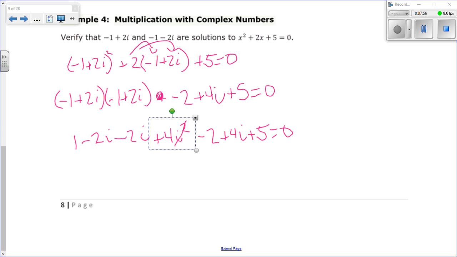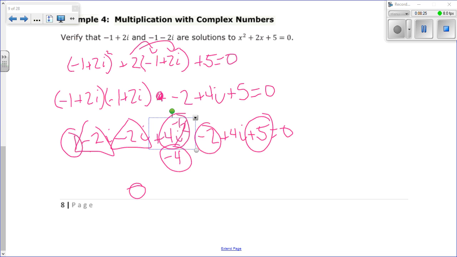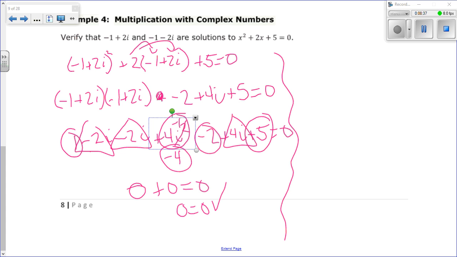So i squared becomes a negative 1. So this whole term becomes negative 4. So if I collect my terms, I have a 1, a negative 4, negative 2, and positive 5. So I have 6 and a negative 6, which is 0. Negative 2i, negative 2i, a positive 4i, which is another 0. So 0 equals 0 works out. So negative 1 plus 2i is indeed a root.